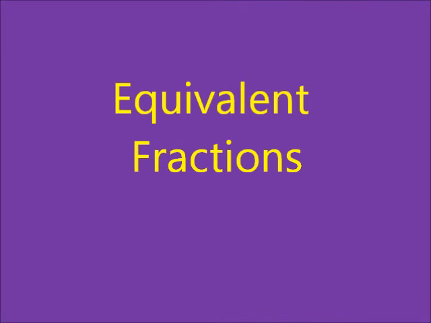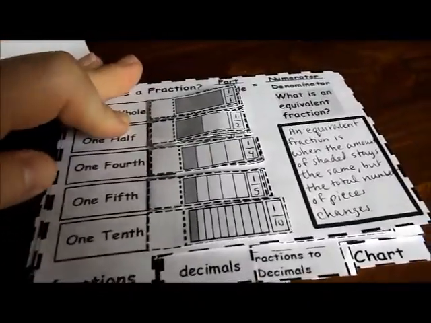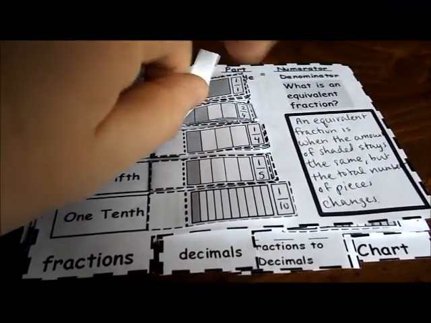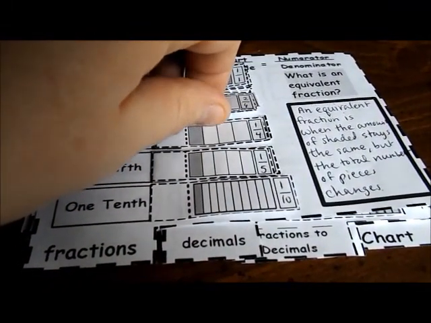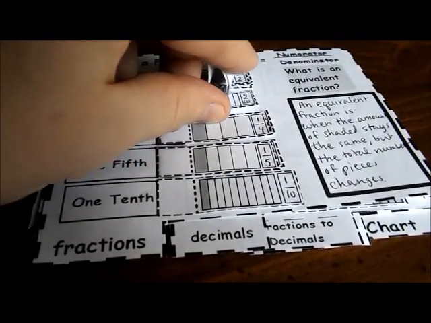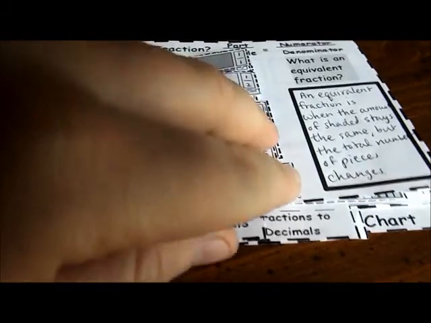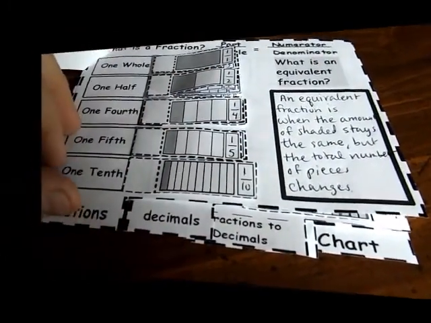Equivalent fractions. The first page of this flipbook actually has students relate various fractions that are equal to each other. And what they'll notice is that the shaded part stays the same, but the number of pieces changes. So it's the same basic amount, but it's just cut into more pieces.